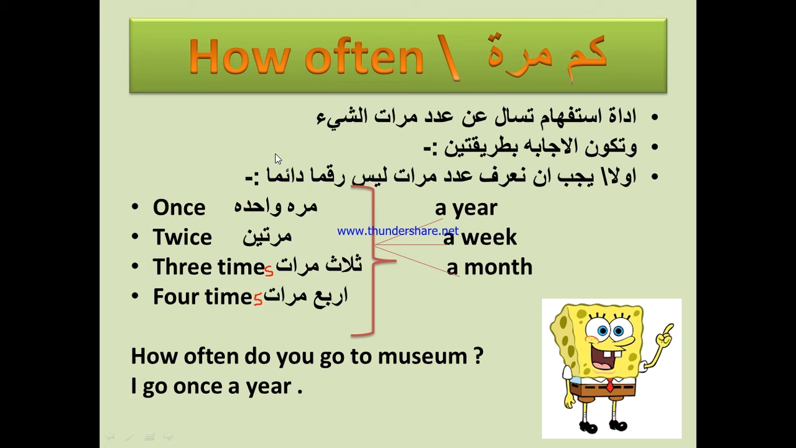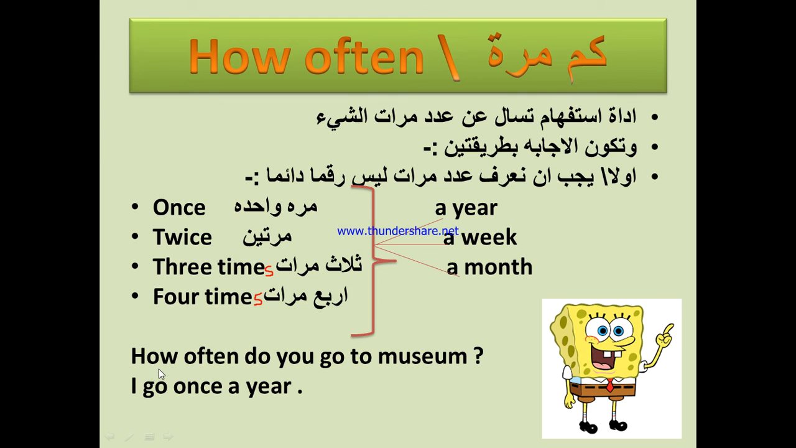I will repeat. How often? It means كم مرة. أداة استفهام تسأل عن عدد مرات الشيء. When I want to ask about something, okay, something you do, okay, your answers it mean two way. okay. هتكون إجابتك بطريقتين. number 1 يجب أن نعرف عدد مرات يكون ليس رقما. okay. مو رقم وإنما تكون كتابة. once, twice, 3 times, 4 times. a year, a week, a month. year سنة, week أسبوع, month شهر.